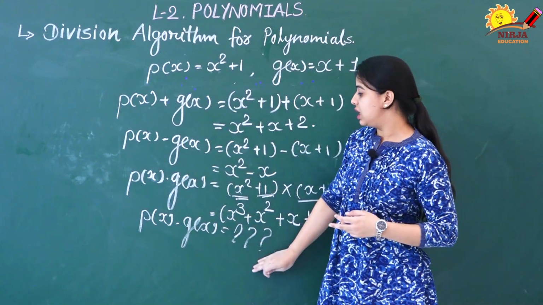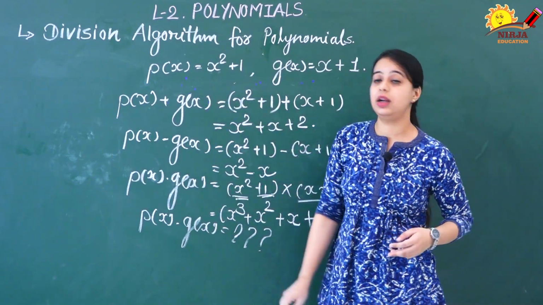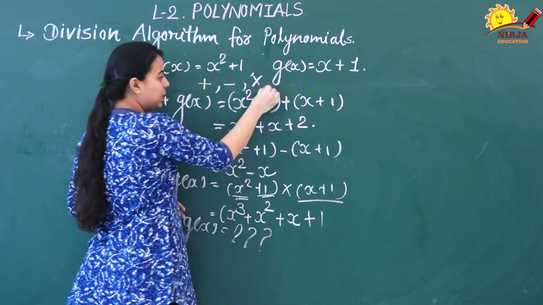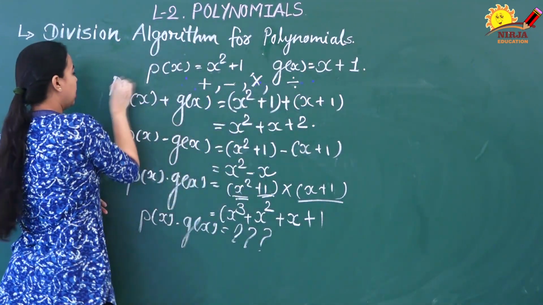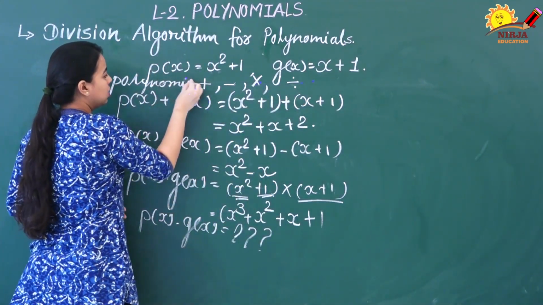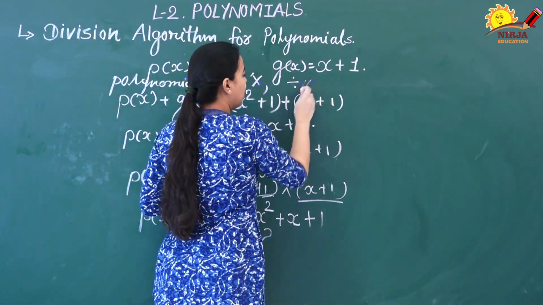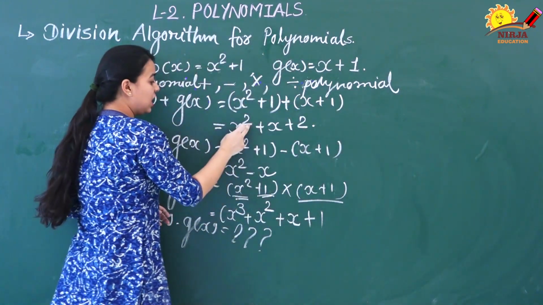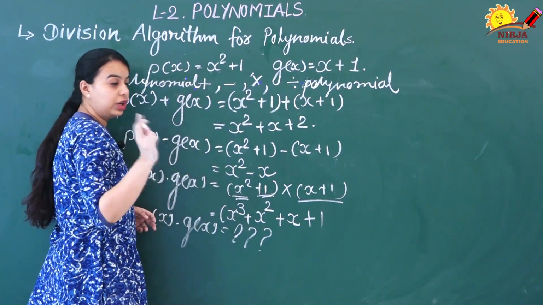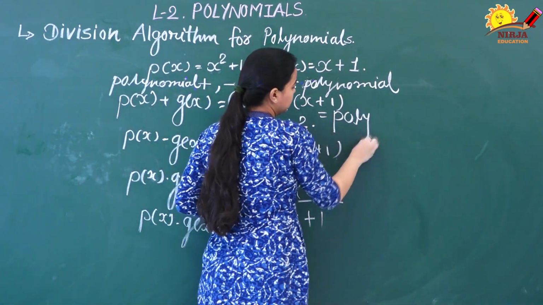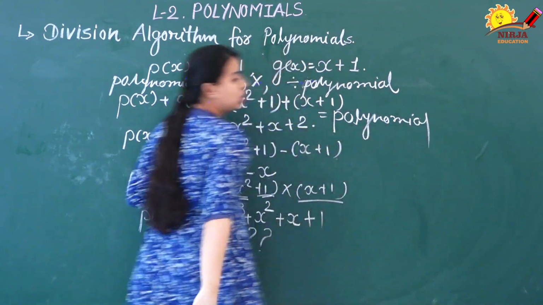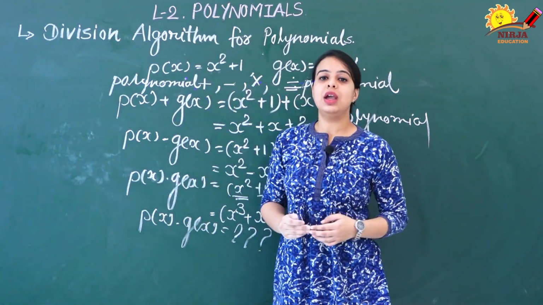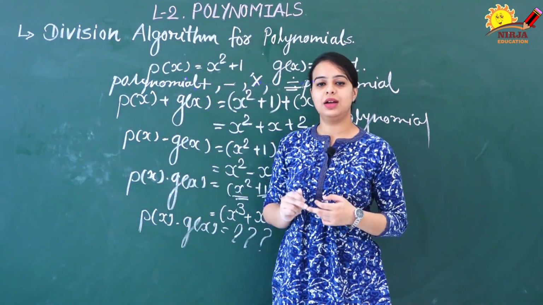But one more thing we can say from these operations is that if we add, subtract, multiply or divide any polynomial by any polynomial, then in each case we are getting the result as a polynomial. We are not knowing about division yet, but that we are going to see in this session. So now let's see how to divide one polynomial by another.